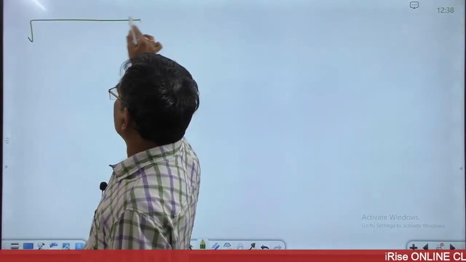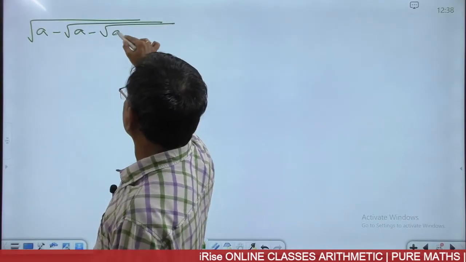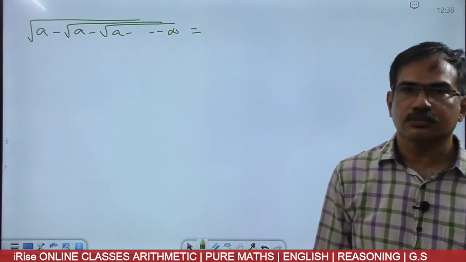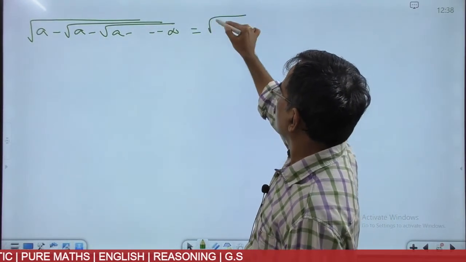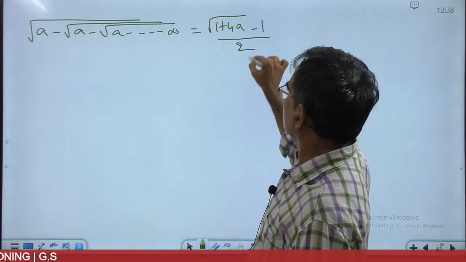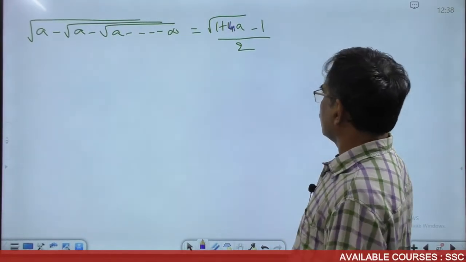Then what is root of a minus root of a minus root of a minus root of a minus up to infinity is given? Same model. The answer is nothing but (root of 1 plus 4a minus 1) by 2.